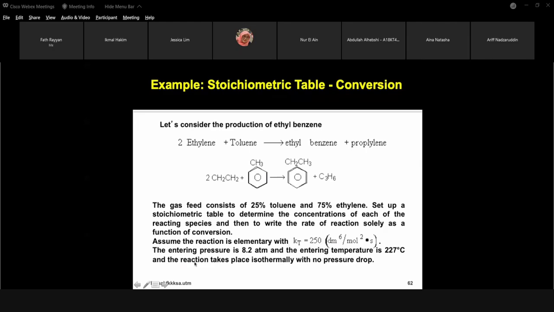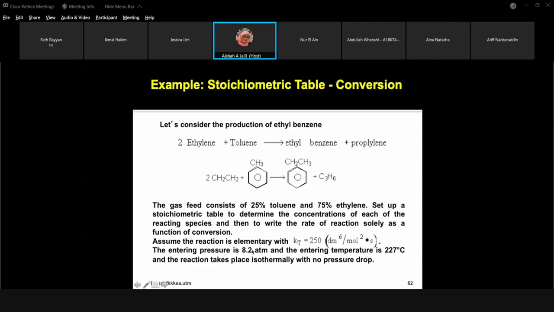Okay. The entering pressure, you see, the entering pressure is 8.2, and the entering temperature, you see, just one value for P and T. The reaction takes place isothermally, with no pressure drop. Okay. So what is the meaning of this one? The question wants you to calculate the CA naught by yourself. They do not give you the CA naught, but you can calculate the CA naught equal to YA naught P over RT.